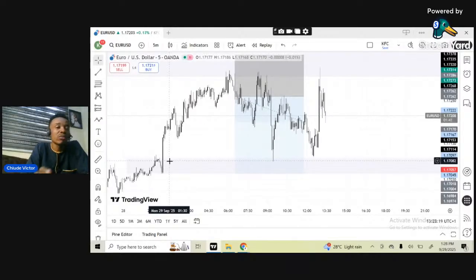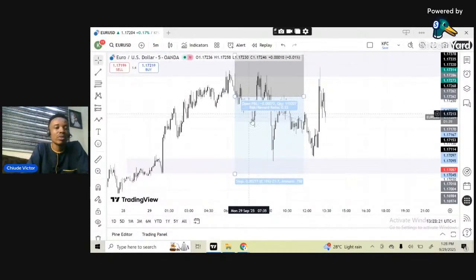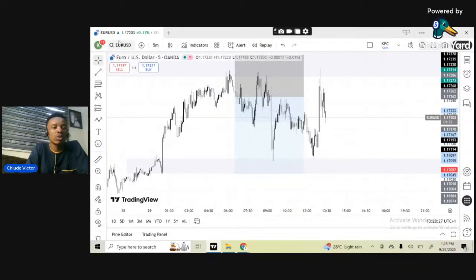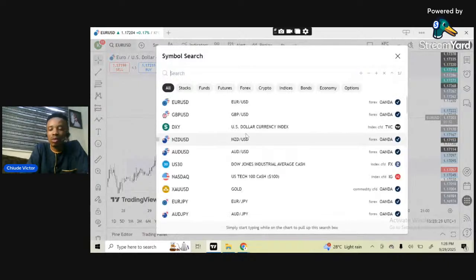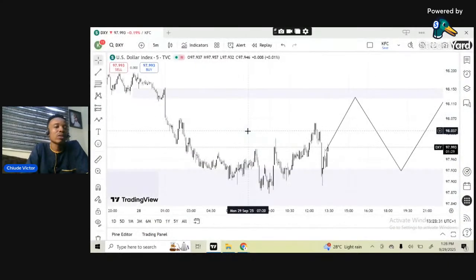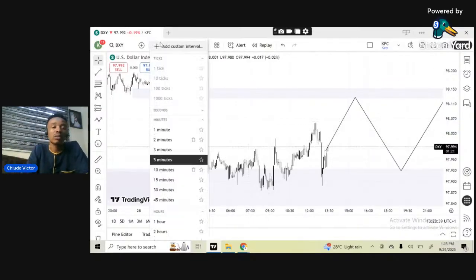If you look at it in the 5 minutes time frame, you see how risky it is. Because price came, pushed up, then pushed down. It was able to push to this point because the dollar index was aggressively buying. Otherwise, it could have taken out anyone selling. So that's basically how I analyze the market.